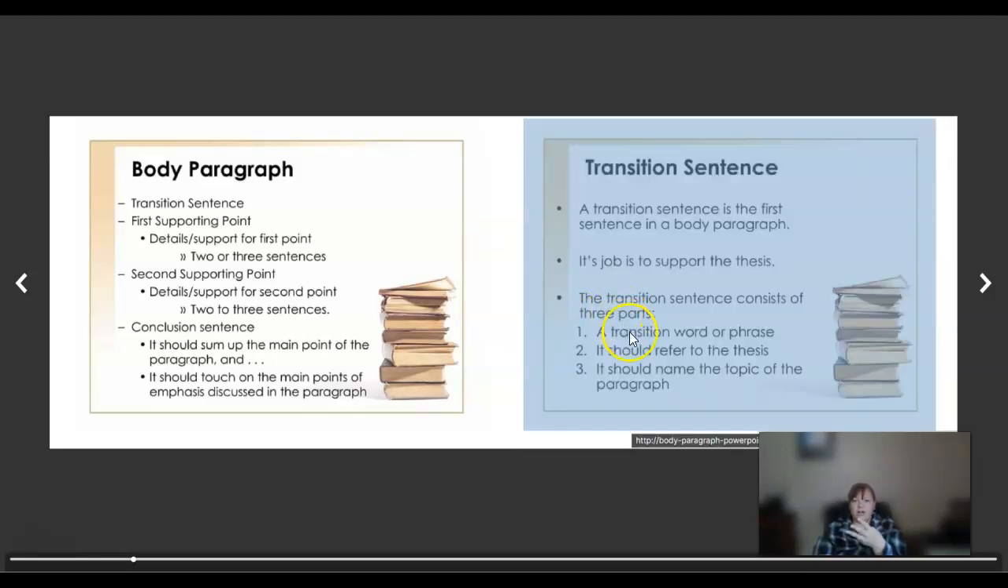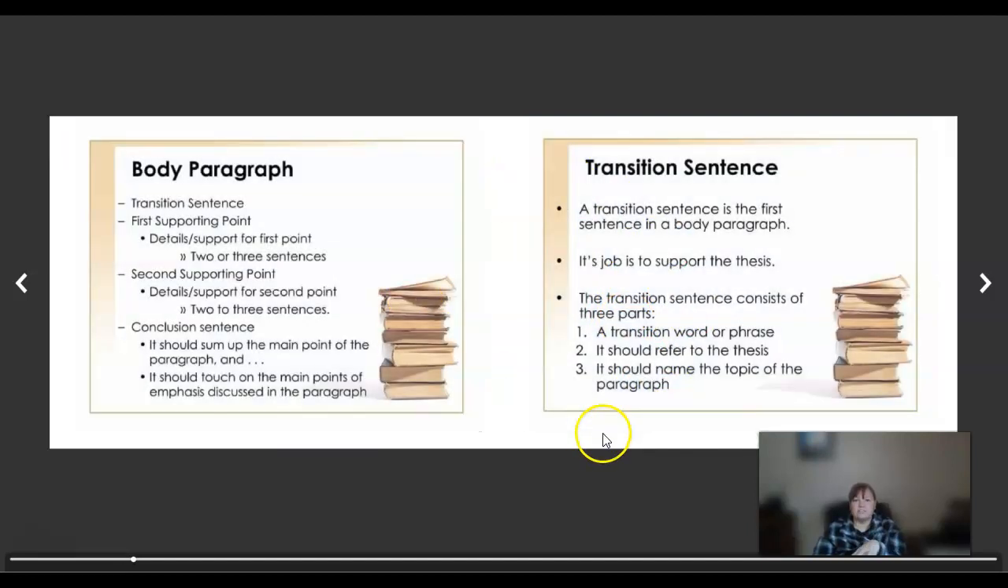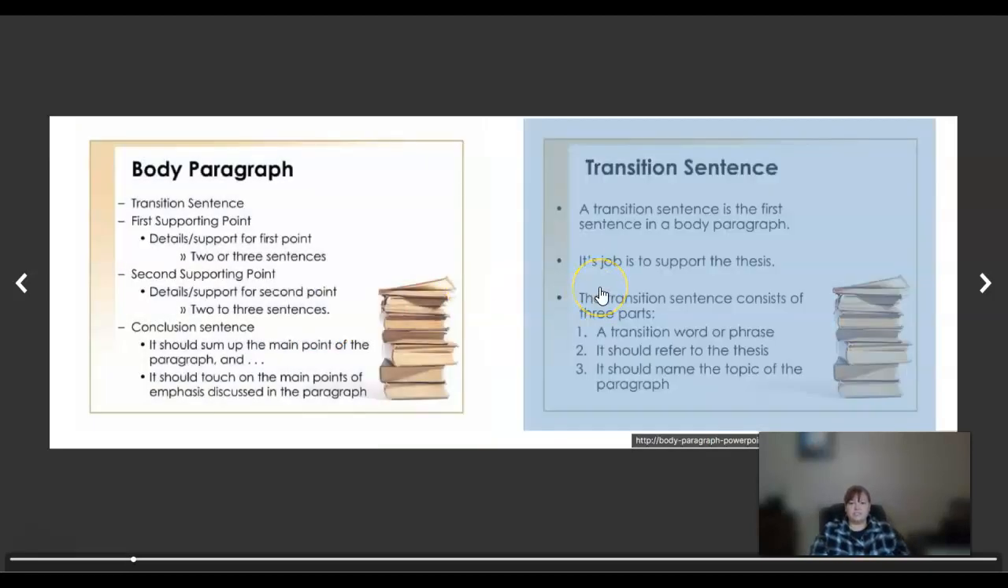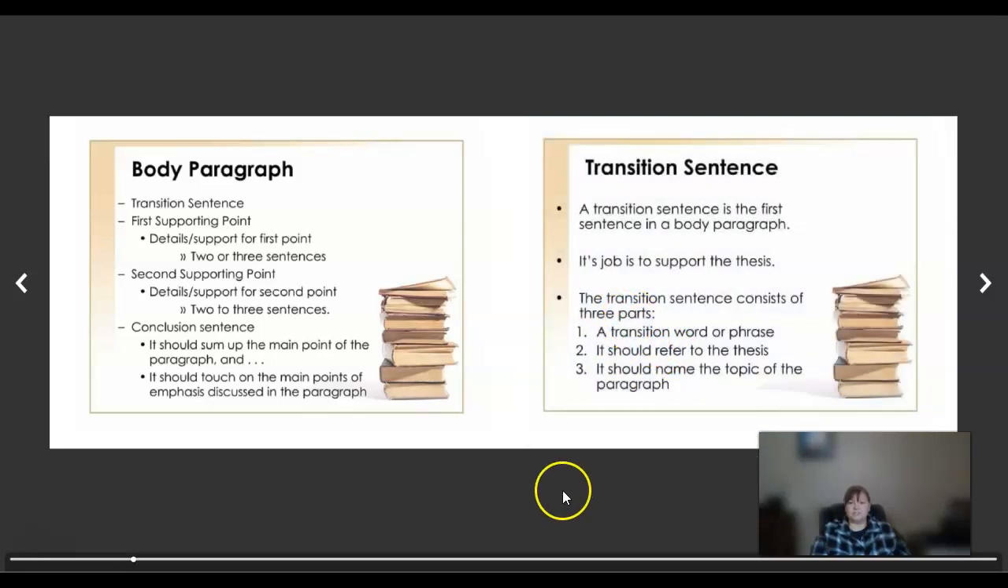Your first body paragraph, you're going to make sure it supports that thesis. Every time you write your first sentence in a body paragraph, you need to go back and see if it says anything like that in your thesis. If not, you probably need to adjust a little bit, because its job is to support the thesis. The transition sentence consists of 3 parts: a transition word or phrase, a reference to the thesis, and the topic of the paragraph.